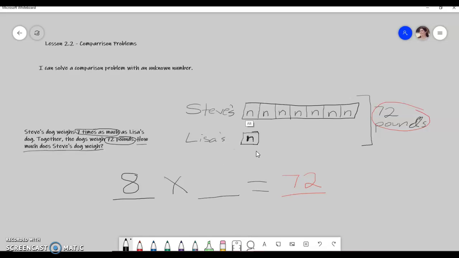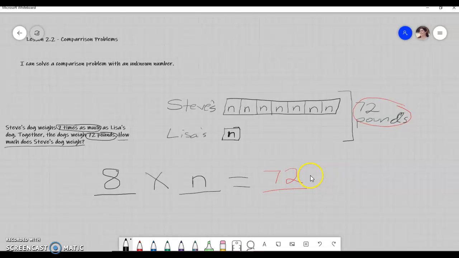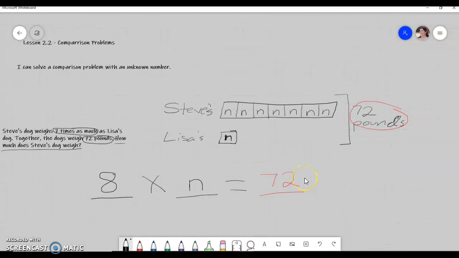But do we know what number is inside each box? Not yet. We labeled it with the letter N. So I'm going to fill that in as 8 times N equals 72. So now we need to think, what times 8 will give us 72? So I'm going to scooch over just a little bit, and we're going to do a brain dump.